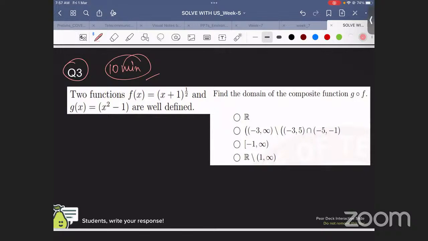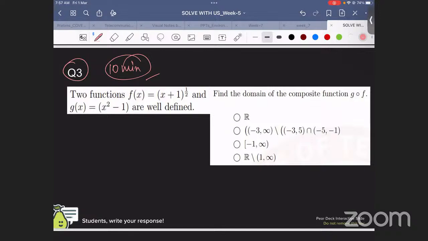First find the domain of f, then in step 2 find the range of f, then step 3 find the domain of g. After that, compare: if the range of f is a subset of the domain of g, then we can say the domain of g of f is equal to the domain of f, sir. So whatever he has said, I guess almost everything he has said is correct.